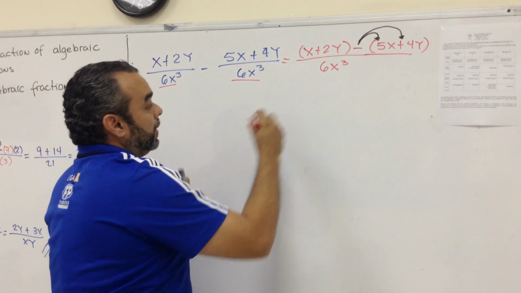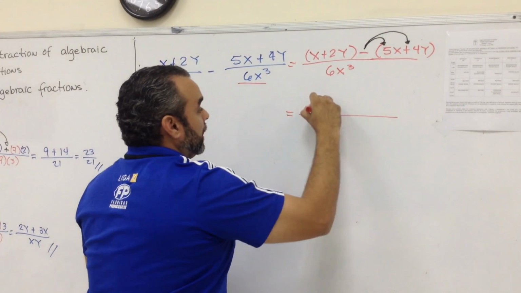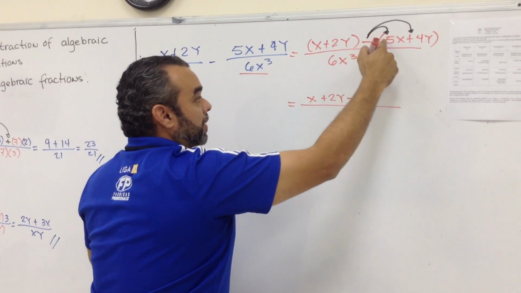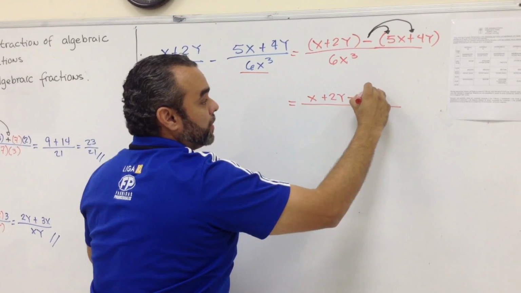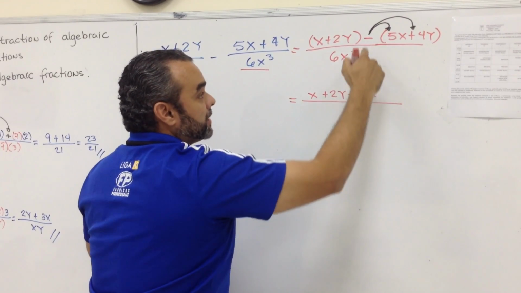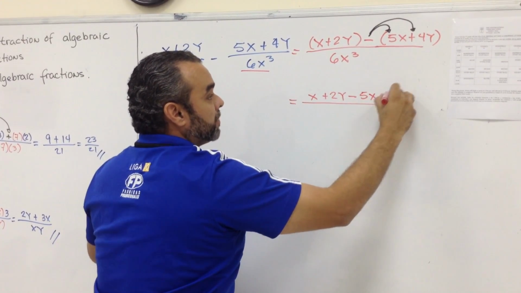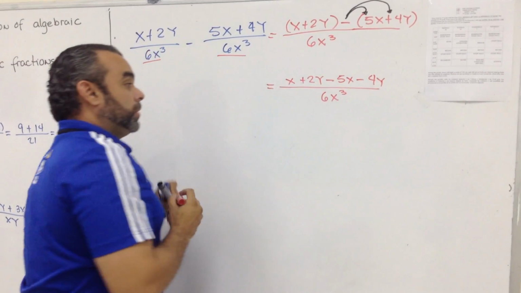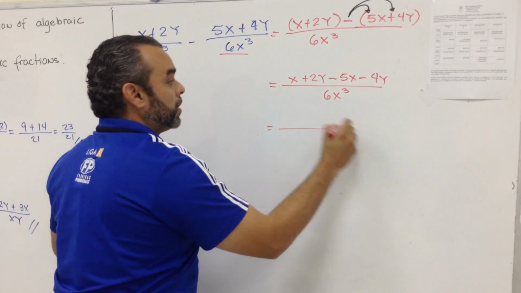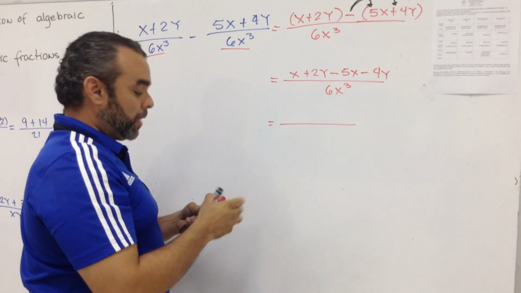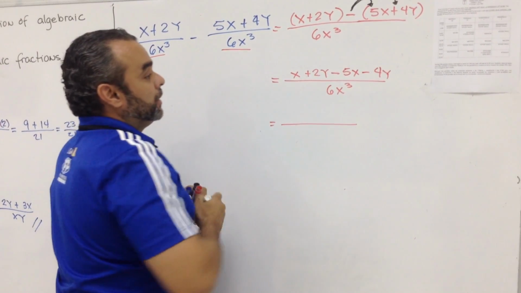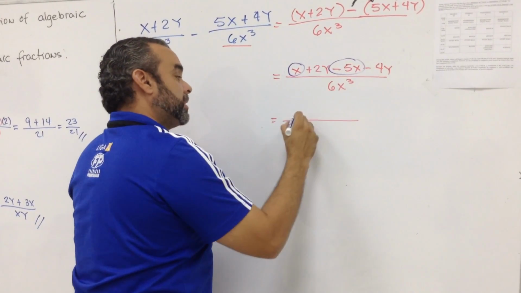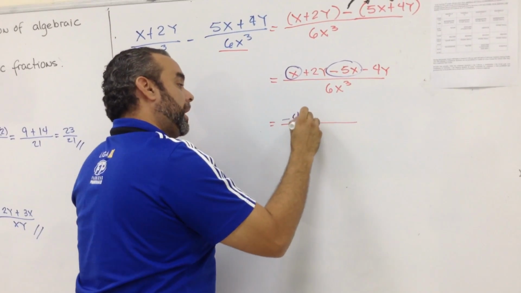So it's going to be x plus 2y minus, and positive, it's negative, so it's going to be minus 5x. Negative and positive, it's negative, so it's going to be 4y divided by 6x to the cube. Now, knowing this, I'm going to start working this, and I'm going to subtract my x with my x. So I have 1x minus 5x. It's going to be negative 4x.